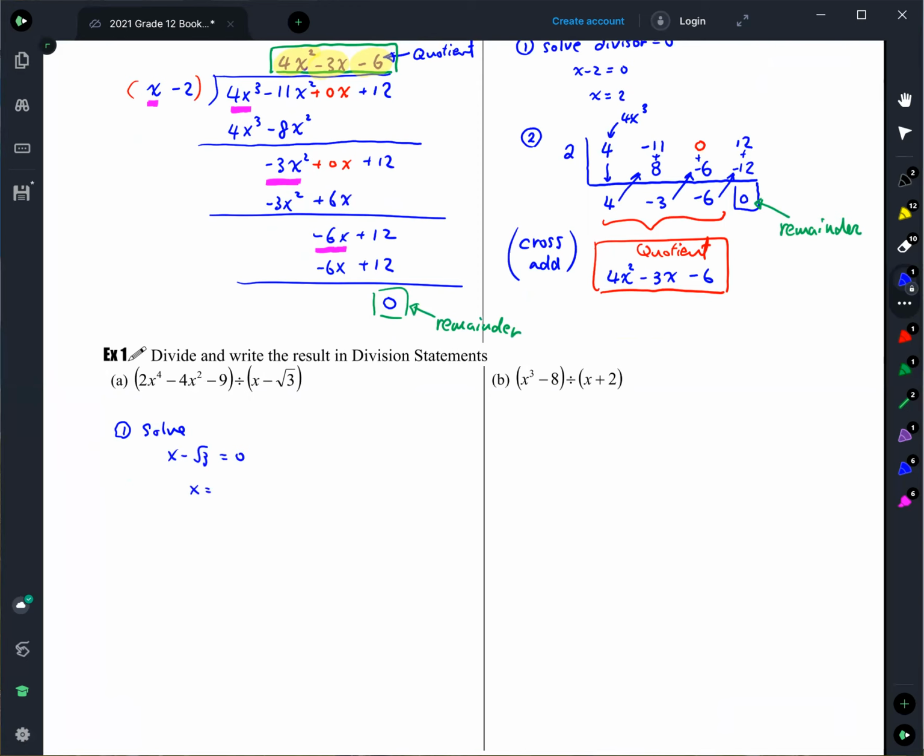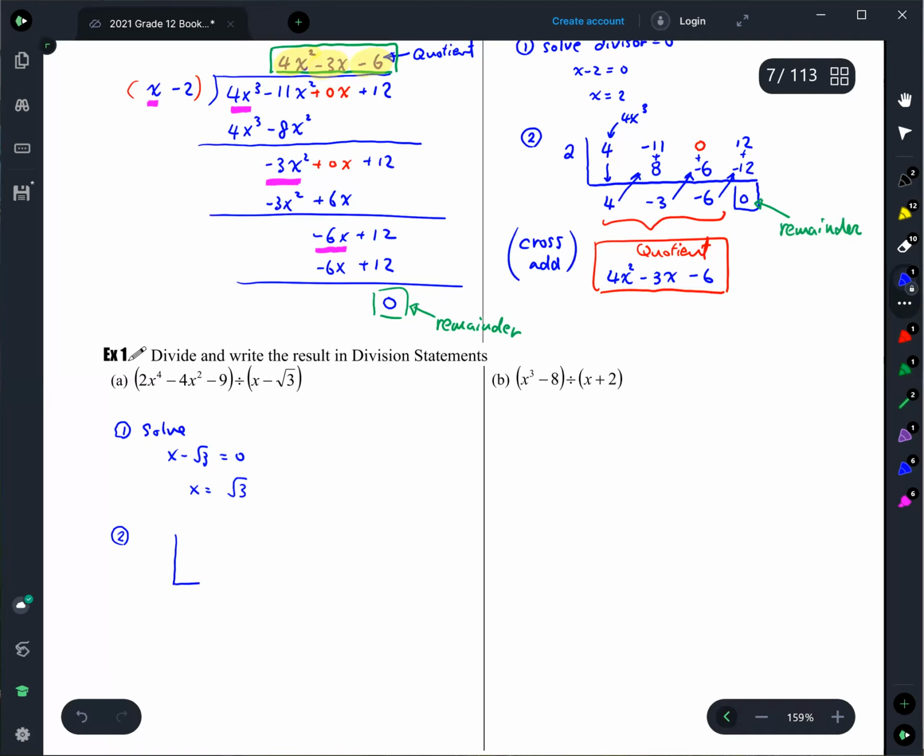Evan, are you there? Yes. Isolate the x, what do you get? Is it plus root 3? Yeah, positive root 3. Very good. You just move it over, okay? Now we need to set up the synthetic division box.